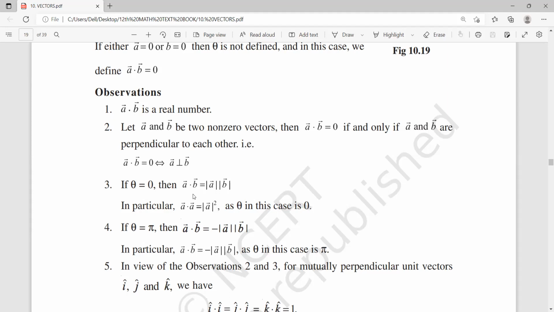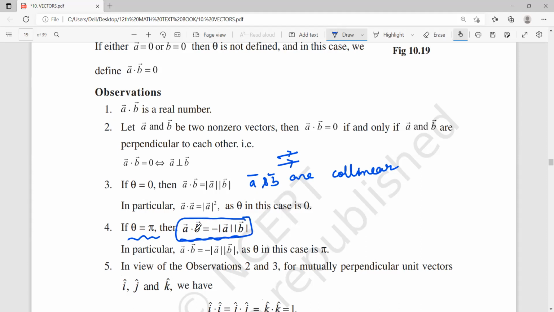If theta is 0, then A dot B is mod A mod B. In particular, A dot A is mod A whole square. In this case theta is 0, which means A and B are parallel, collinear. Yes or no? Yes, sir. Same direction, angle between them is 0. One can be kept upon the other. If theta is pi, then A dot B is mod A mod B cos 180, which is minus. So they are in opposite direction.